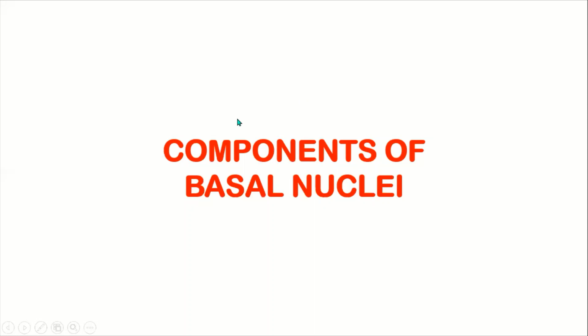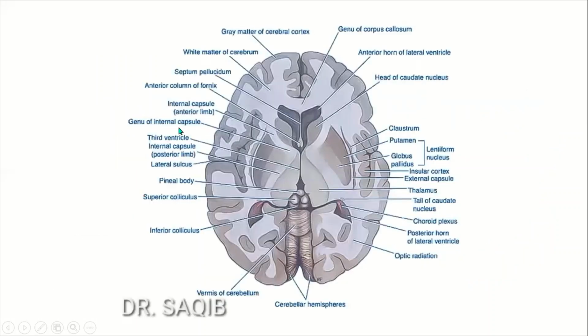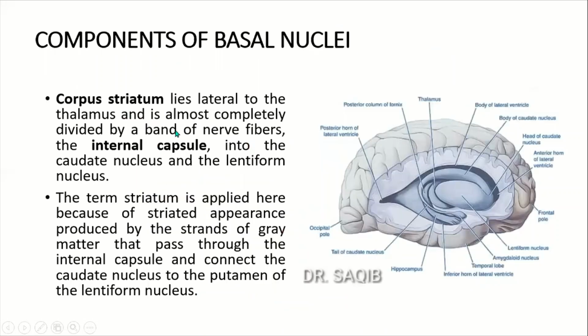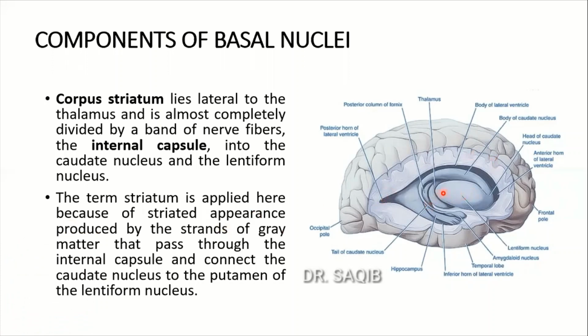So what are the components of the basal nuclei? The components are the corpus striatum, right? It lies lateral to the thalamus and is almost completely divided by a band of nerve fibers, the internal capsule, into the caudate nucleus and the lentiform nucleus. So the corpus striatum is divided into the caudate and the lentiform nucleus. This one is the lentiform nucleus. You see now, we'll use the red laser with you, right? This is the laser. You follow the laser pen.